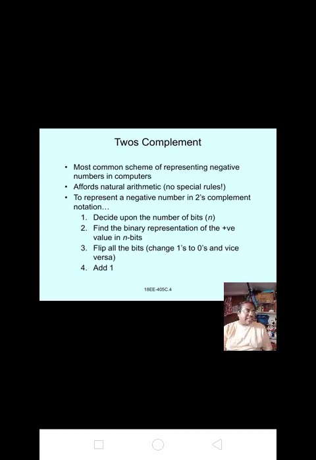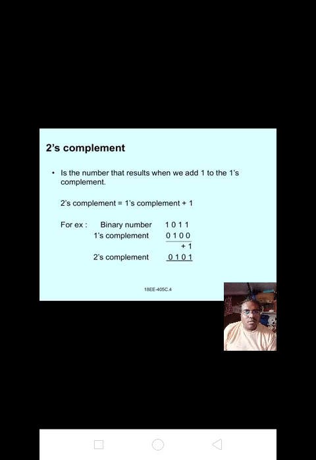Okay, I will tell the concept. See, most common scheme of representing negative numbers in computers. To represent a negative number in 2's complement notation, decide upon the number of bits n, find the binary representation of the positive value in n bits, flip all the bits, changing 1s to 0s and 0s to 1s, and add 1 to the LSB. Okay, simple concept. I will clearly explain it.